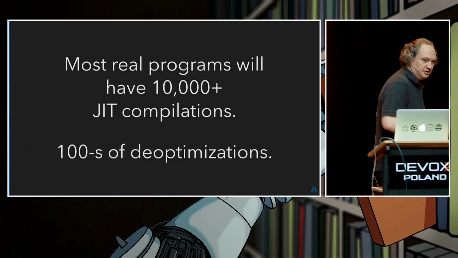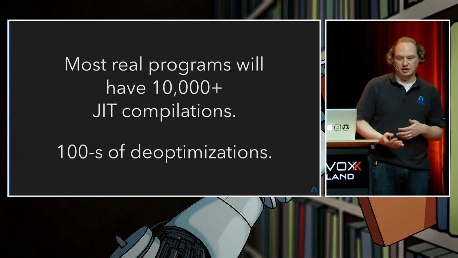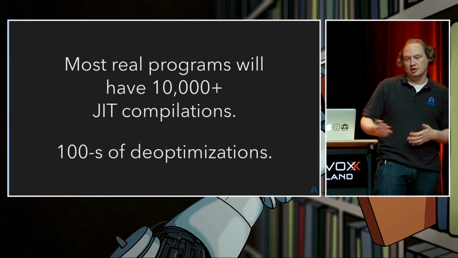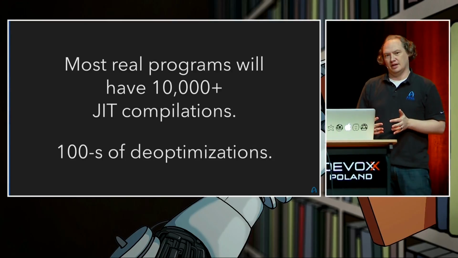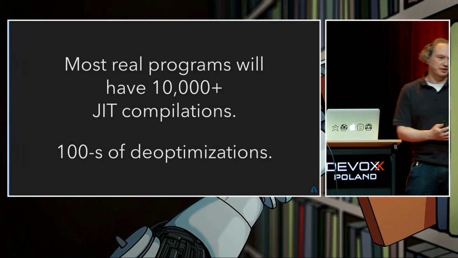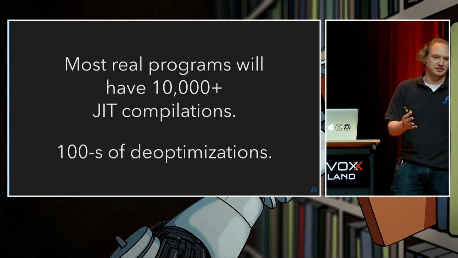And there's actually hundreds of deoptimizations as well. We'll throw away compilations not just because we're moving to a higher tier, but because we made some speculation and it didn't work out. And again, the only ones that matter are the ones that affect your hot methods. So it's like one deoptimization out of hundreds might be important.